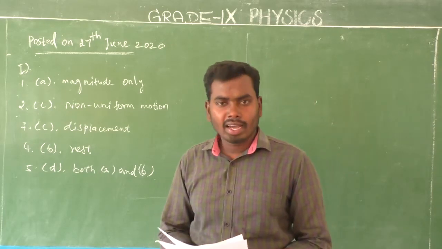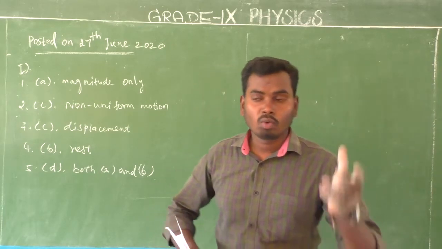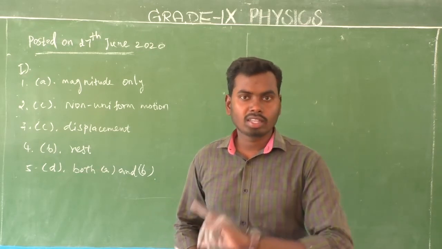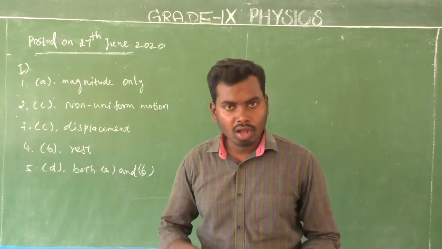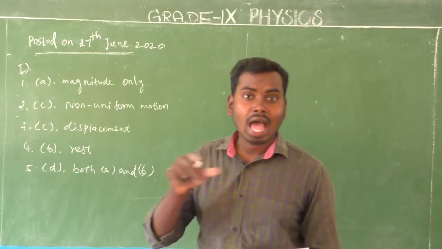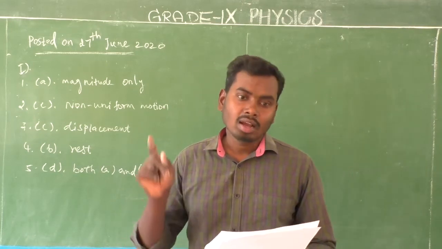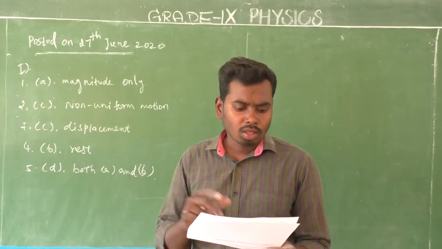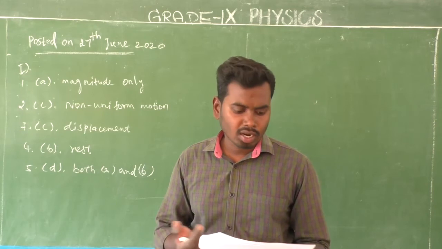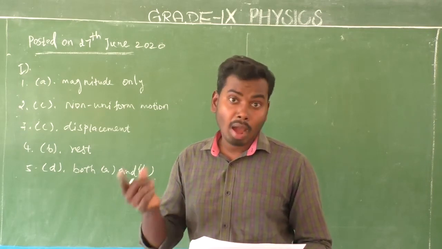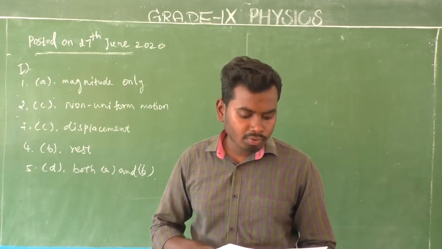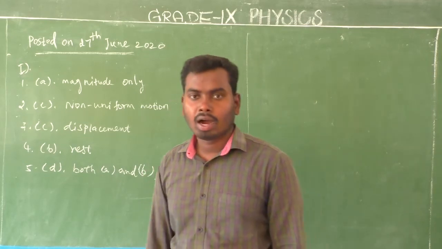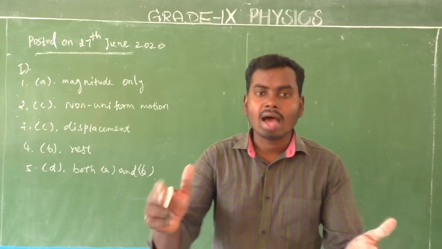Next, sixth question, look here. A vector quantity has what things? A vector quantity has both magnitude as well as direction. So what is the answer here? C is the answer, both direction and magnitude. First option, magnitude only, no. Second, direction only, that is not it. Third, both direction and magnitude, so that is the answer. And fourth, none of these. Which is the answer? C is the answer, because a vector quantity has both magnitude as well as direction.